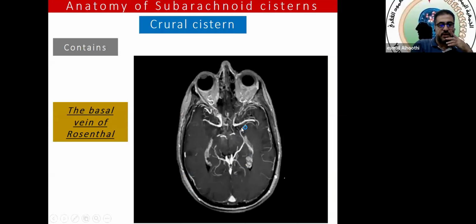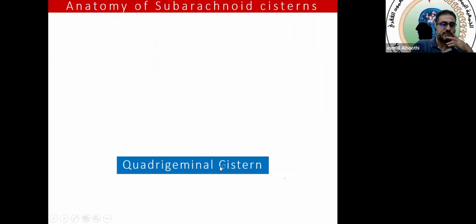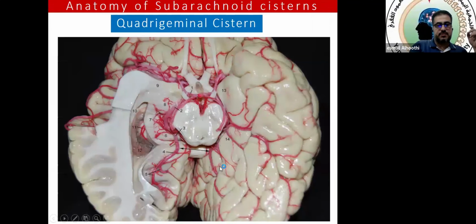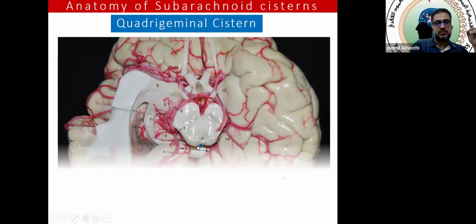As we see here, this is the basal vein of Rosenthal, extending from the crural to the ambient system, and finally to the quadrigeminal system to join to form the great vein of Galen. The quadrigeminal system is located at the dorsal part of the mesencephalon.